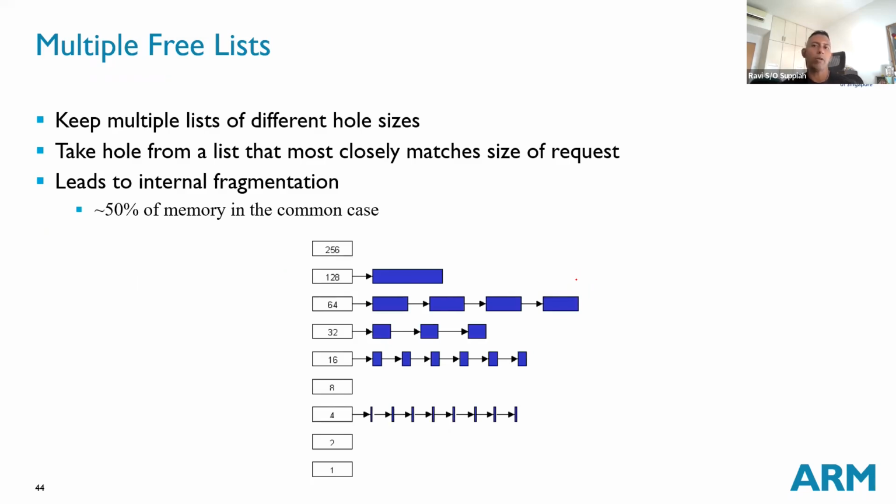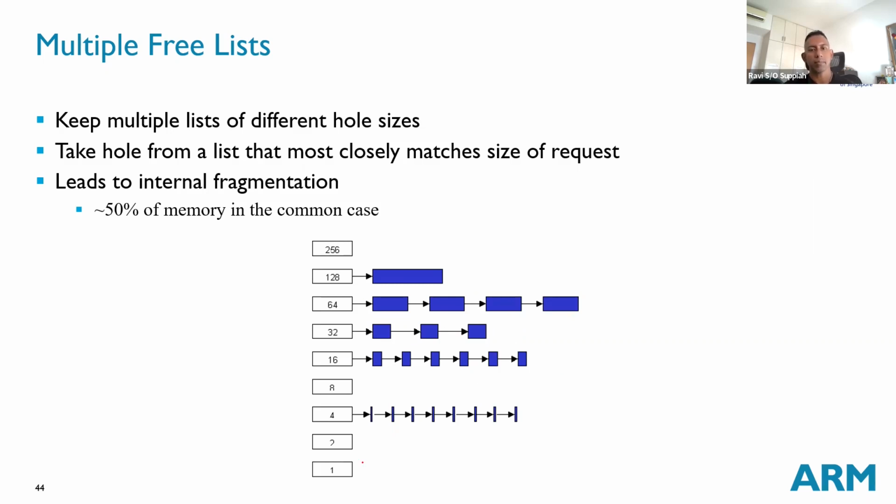Another way of managing requests is to create, upfront, multiple lists of different hole sizes. Instead of going through the list from the beginning to look for the best fit or the next fit, I upfront allocate different chunks of memory of preset sizes, and then whenever I have a request, I pick the one that matches it most closely.